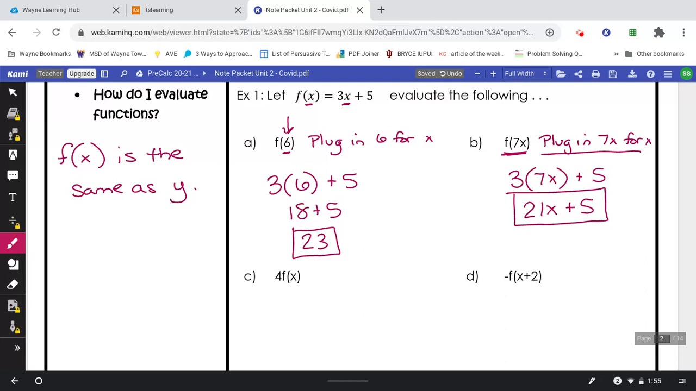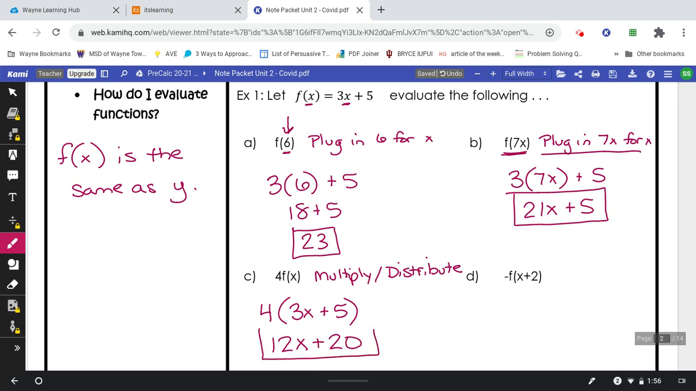Part C. If you have a number in front, you want to multiply or distribute. The 4 will go in front, and we'll put the entire function, the entire equation, into a parenthesis. 4 times f of x, 4 times the equation. And you distribute to make 12x plus 20. And there's your answer.